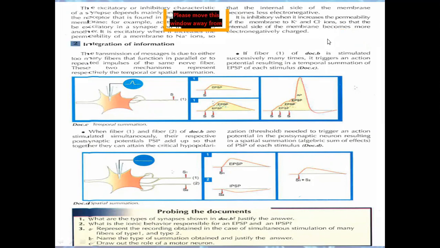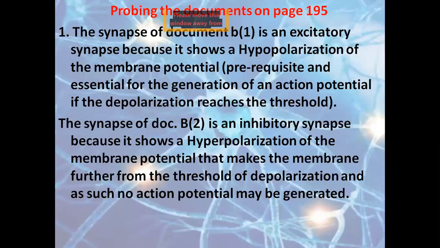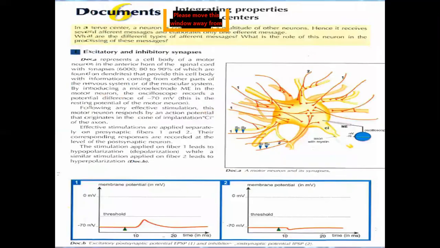Part 3, I need only part 3, part C. Parts A and B, I'm going to give definitions as notes for them, so I'm going to move only to the role. So let's move to the document, page 195. The synapse of document B1 is excitatory. Why? Since it shows depolarization of the membrane potential, a decrease in the negativity. Depolarization is a prerequisite and essential for generation of the action potential. Since we don't have an action potential, it's a preparation to have an action potential.